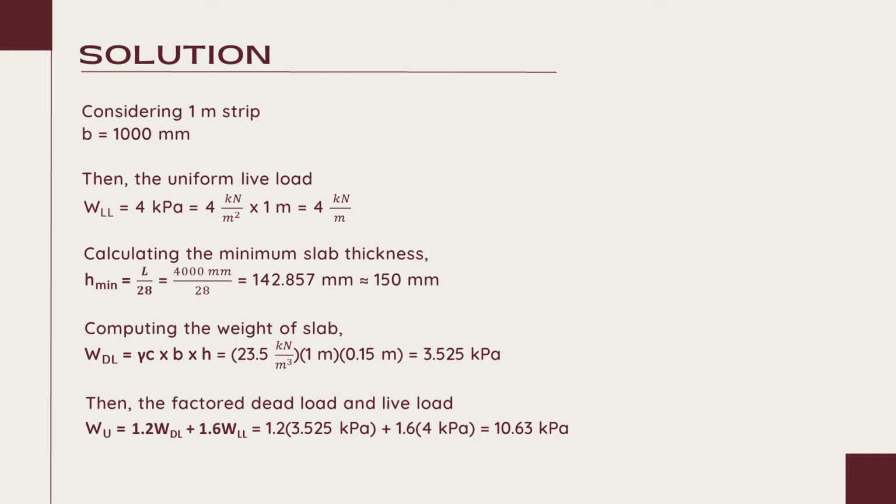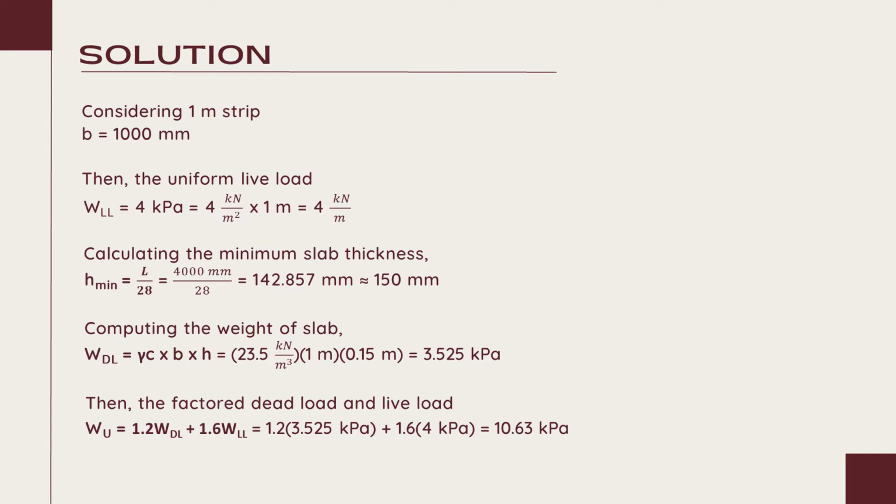Considering the minimum thickness of slab, and that is L over 28. L refers to length. Therefore, 4,000 millimeters divided by 28. The answer is 142.857 millimeters or 150 millimeters. Since it is dead load, it refers to the weight of the slab. So unit weight of concrete multiplied by the length of the strip, then by the height of the slab. Therefore, it is 3.525 kilopascal.